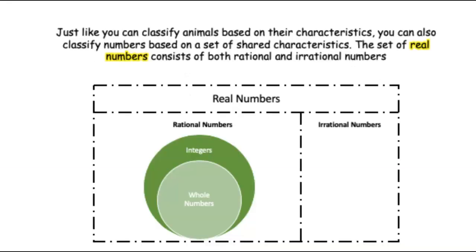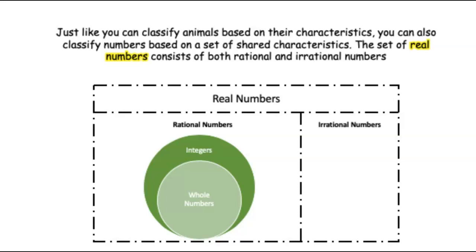It says, just like you can classify animals based on their characteristics, you can also classify numbers based on a set of shared characteristics. The set of real numbers consists of both rational and irrational numbers. So we have this giant branch called real numbers, and every number that we will discuss today fits in the real number category. There are sets of other numbers that you will learn as you move further along in math that are not real numbers, but everything we're talking about today falls in the real number category.